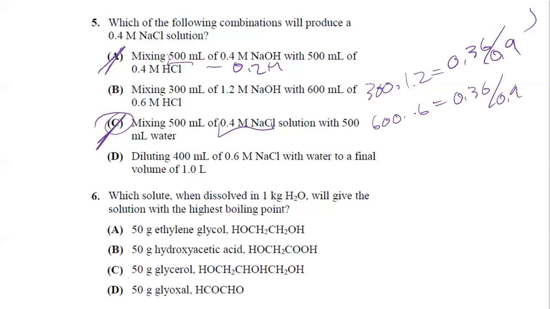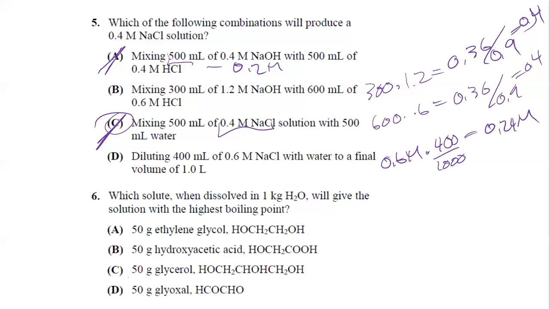And you can see how we get to 0.4. Okay. The last one is we start off at 0.6 molarity, and we went from 400 milliliters to 1,000. So 0.6 times 4 divided by 10, or 400 divided by 1,000. This gives us 0.24 molarity.